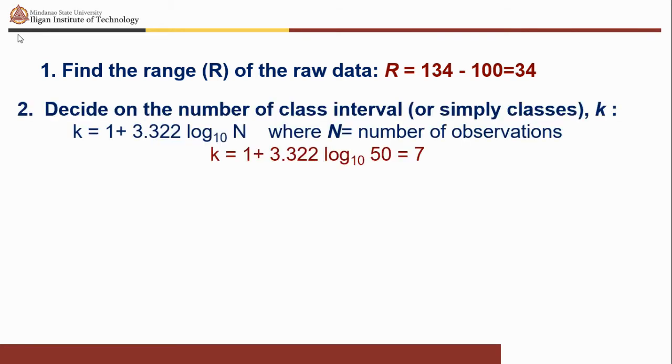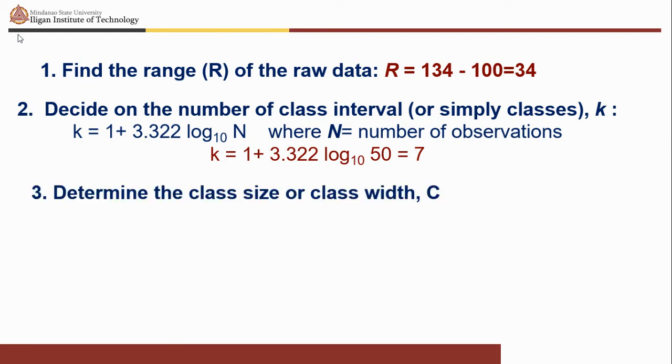For step 2, we need to decide on the number of class intervals, or simply the classes. So we use the formula K equals 1 plus 3.322 log with base 10 of N. We notice that there are 50 observations. So we have 1 plus 3.322 log with base 10 of 50 equals 7. That's why we got 7 as our number of class intervals.